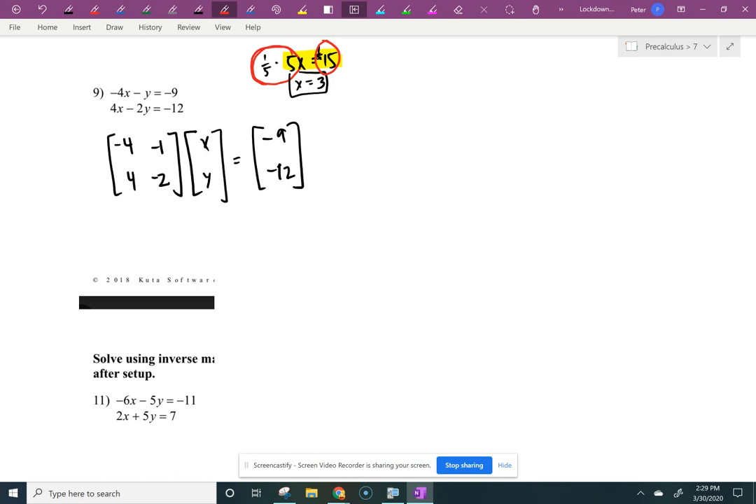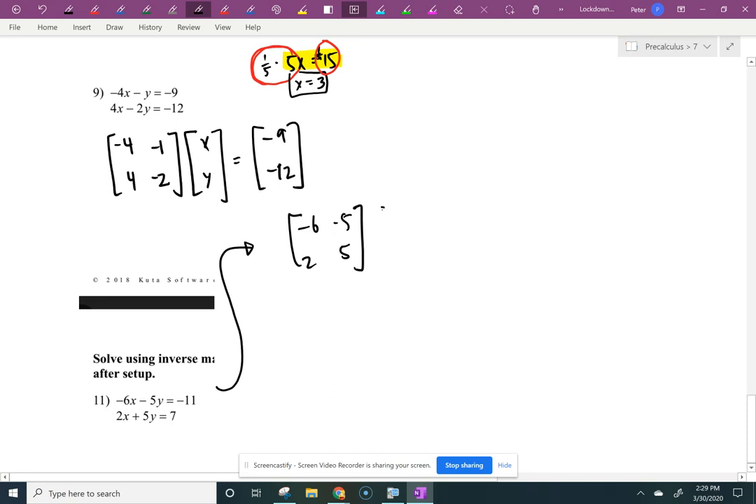So what does that mean? Let's do number 11. We're going to set it up just like we did number 9. We're going to go, all right, -6, -5, 2, 5, x, y, and then equals -11 and 7, and there it is. It's set up in a matrix. Now the fun part. I will call this matrix A, and I'll call this matrix B. And this one I don't care about because that's a variable matrix. That's what our answers are going to be.